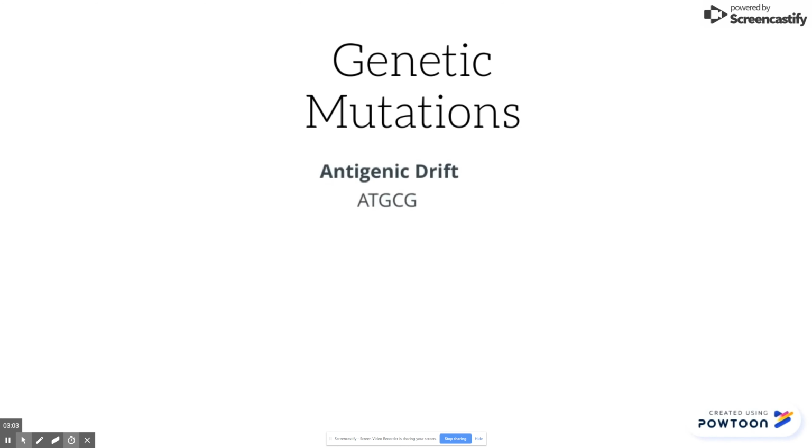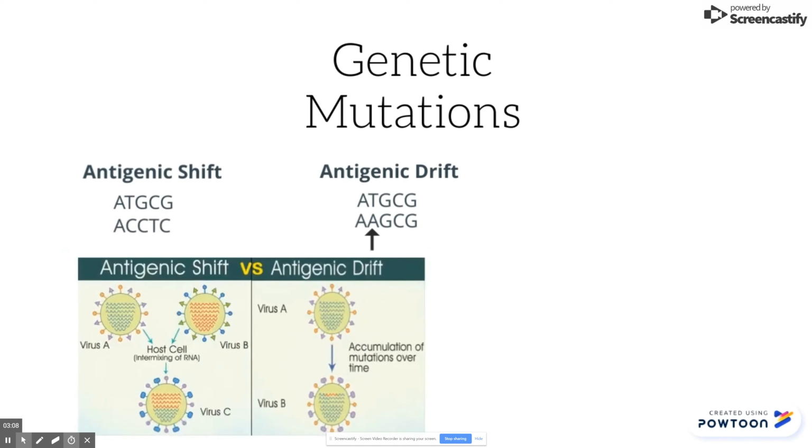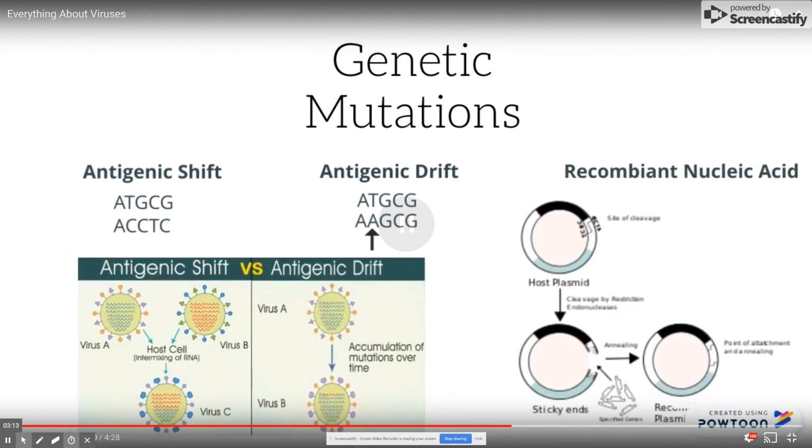During virus replication, genetic mutations can also occur. The first type is antigenic drift, where a DNA or RNA base is changed, a type of point mutation. Next is antigenic shift, where there is a major change in the virus. It can possibly change the entire nucleic acid sequence. This can be a result of recombinant nucleic acid.